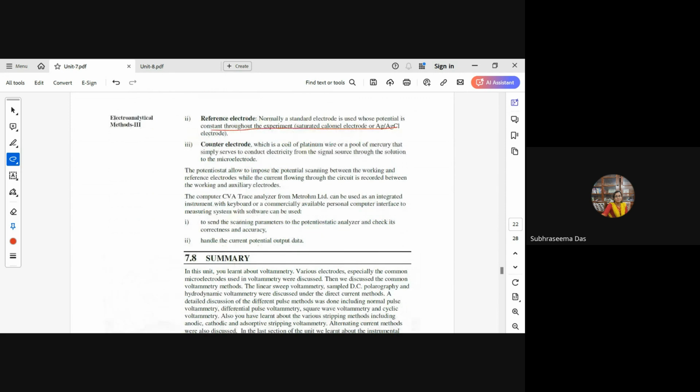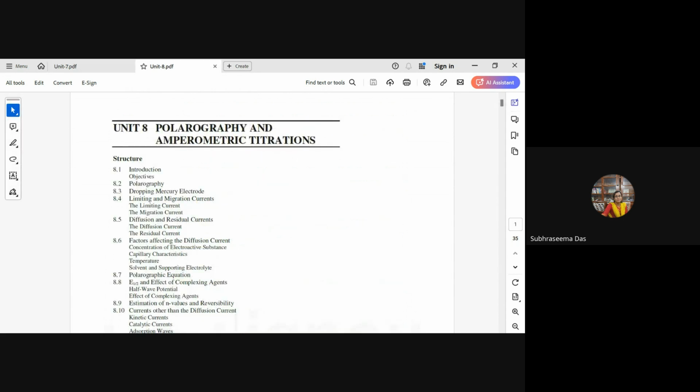So with this, we complete the unit of voltammetry. Next we will start with polarography and amperometric titration. Before going to that, we'll just take a break of 5 minutes.